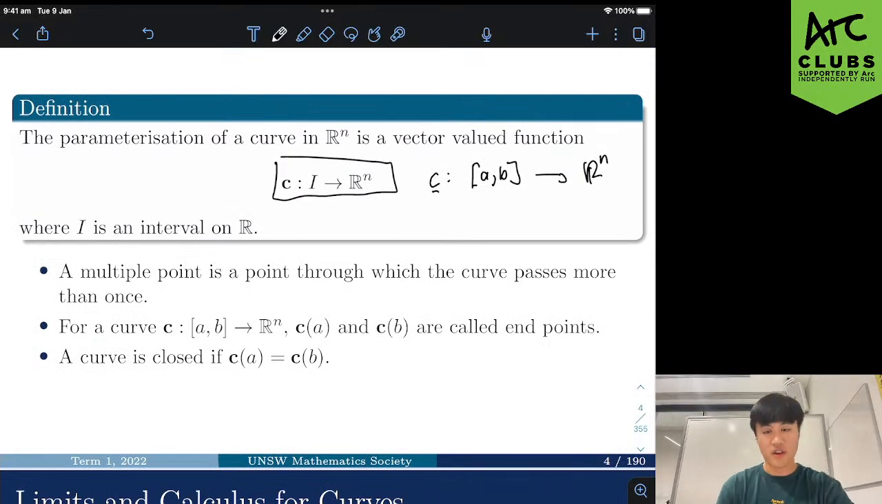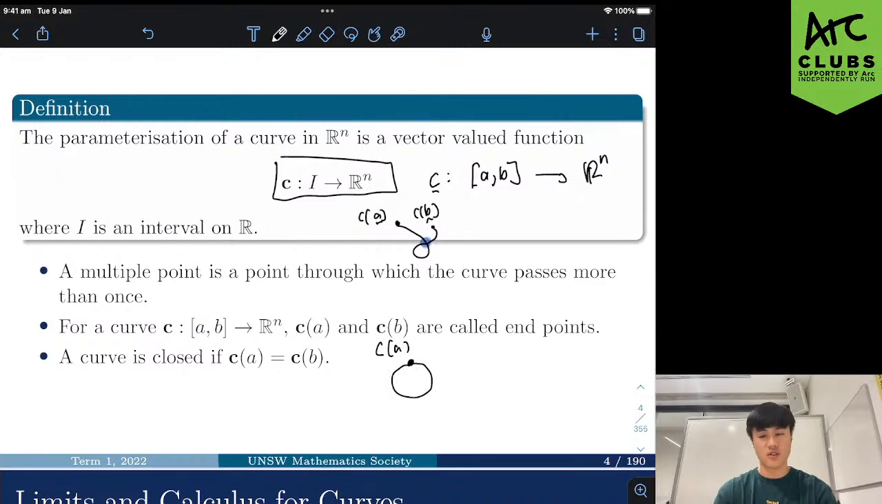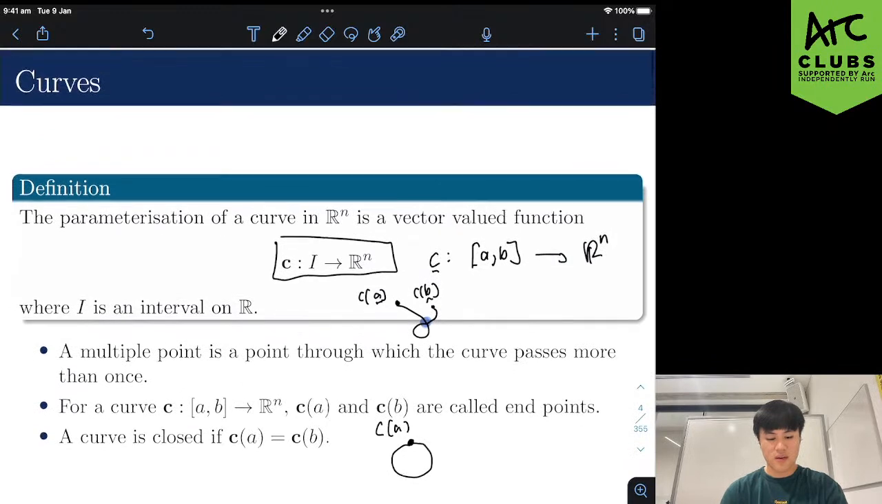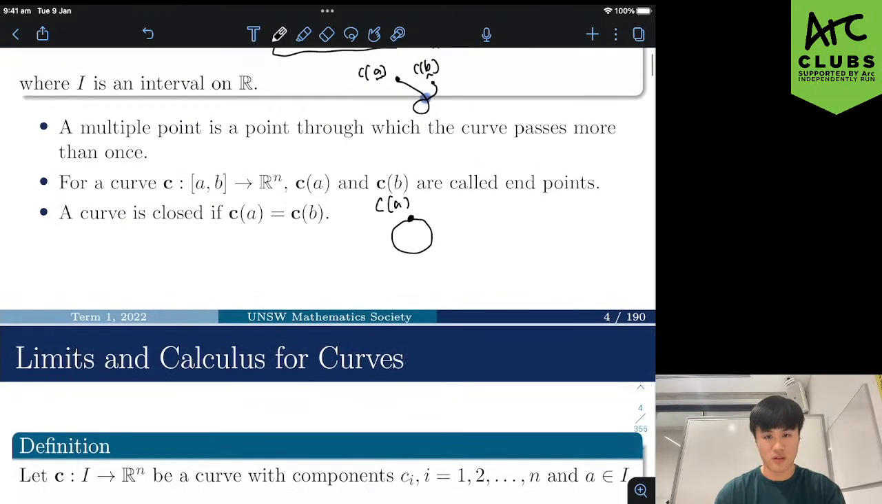We'll look through other definitions. A multipoint is a point through which the curve passes more than once. For example, if we have a curve that starts at A, ends at B, and goes like this, the intersection there will be a multipoint, since we went through that point more than once. Also, sorry, this should actually be C of A and C of B. So C of A and C of B are the endpoints of the curve. And if C of A equals C of B, so it starts and ends at the same point, then we say the curve is closed. This stuff should be pretty easy, just some definitions that we're going through.